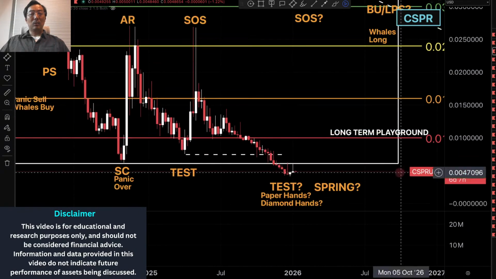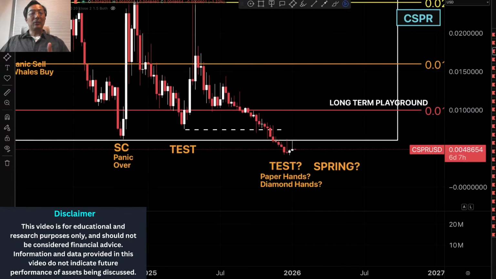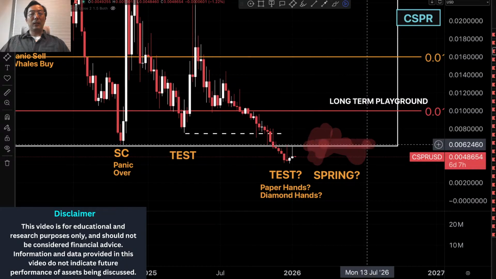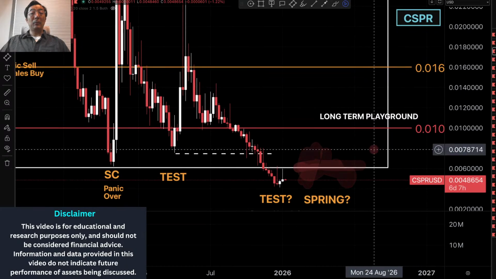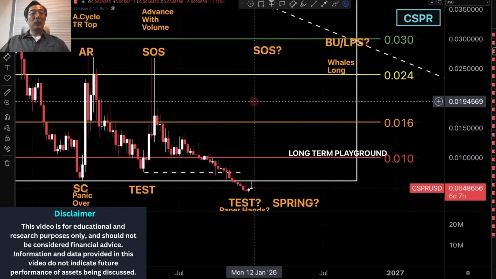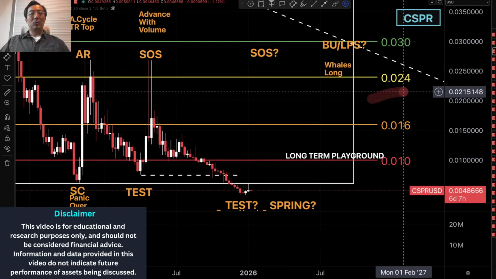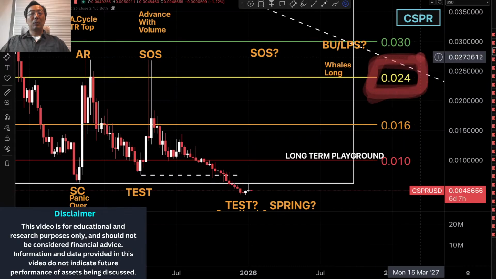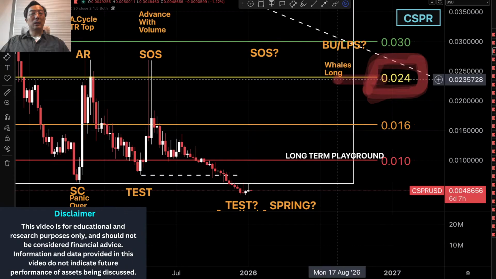Alright, so this is the very first step. Breaking through this line is the very first step for the bulls to be able to go back and challenge the higher levels. The one that we are aiming for, or looking to see whether the bulls will succeed, is this 0.024 yellow key level.